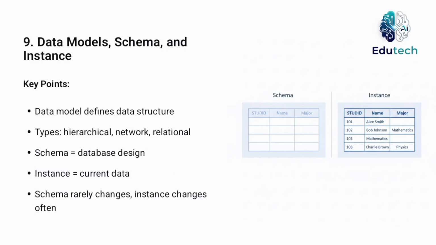Data model, schema, and instance. A data model defines how data is structured, related, and constrained in a database. Common data models include hierarchical, network, relational, and object-oriented models. The relational model is the most widely used and represents data in the form of tables. A schema is the blueprint or design of the database and rarely changes, while an instance represents the actual data stored in the database at a particular moment and changes frequently.